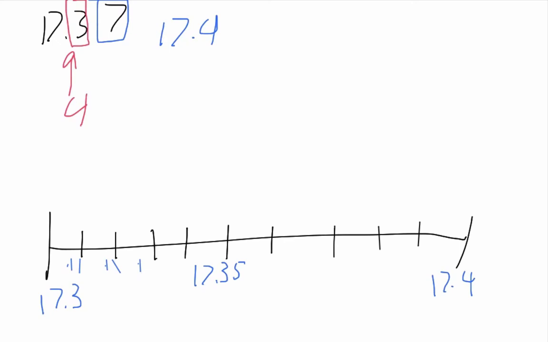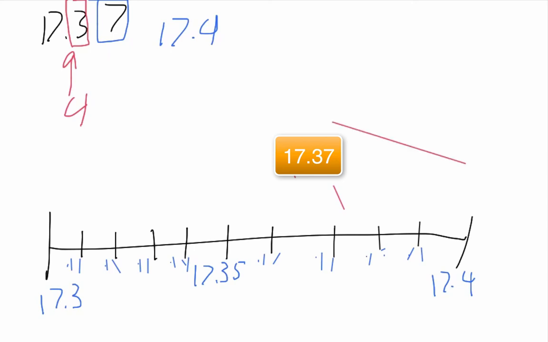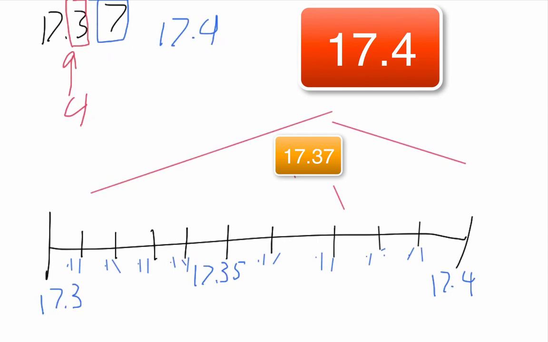17.32, 17.33, 17.34, 17.35 is done, 17.36, 17.37, 17.38, 17.39, and 17.4. And so again, if we have to place 17.37, look at that. It's right here. And this is obviously much closer to the 17.4 than it would be to the 17.3. And therefore our new answer after rounding would be 17.4.